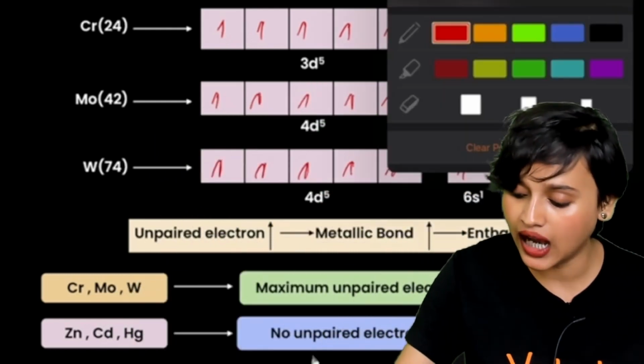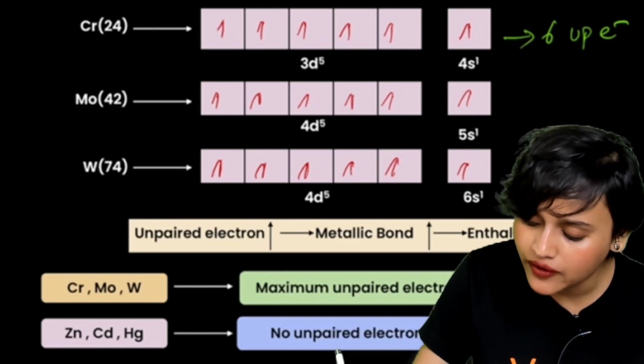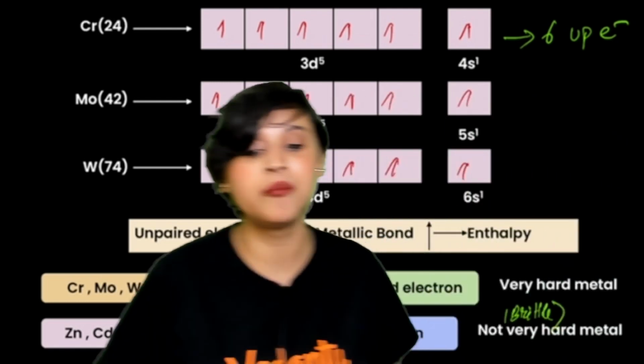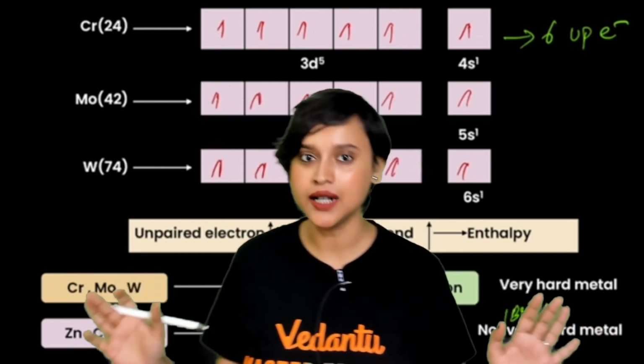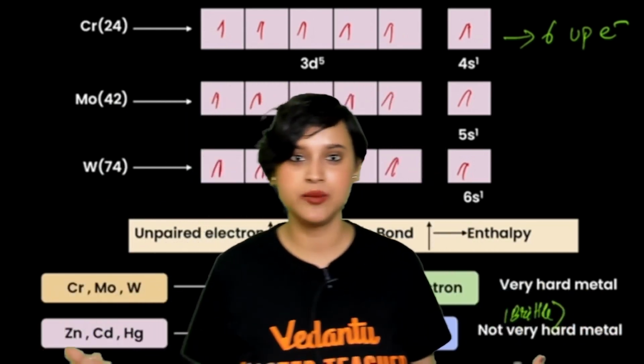They are what? They are brittle. This is something that we know from a very young class, isn't it? They are brittle. They are not very hard metal. Cool, everybody, is this clear? Any doubts here? I hope that everybody has understood.